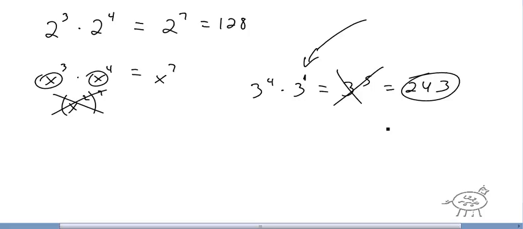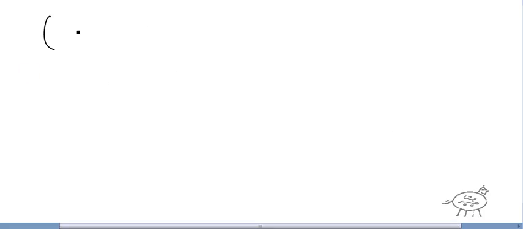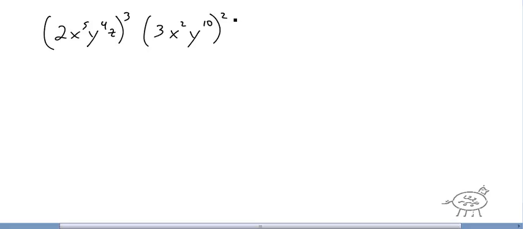So let's deal with just a little more complicated one. 2x to the 5th, y to the 4th, z, and that's all to the 3rd power, times 3x squared y to the 10th power, and that's squared. So what I want you to do is, you're basically going to have 1, 2, 3, 4, 5, 6, 7 parentheses. You'll have 7 sets of parentheses because I want you to show all your work.